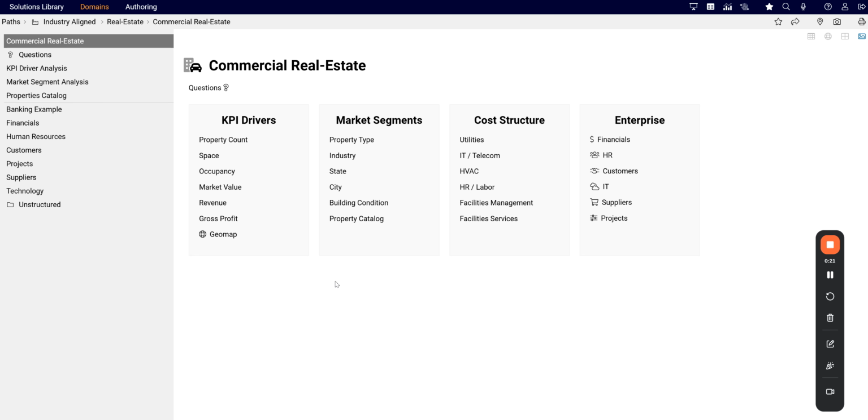For example, multiple metrics by property type, industry, state, city, or building condition. And then we can look at the detailed cost structure of the portfolio, as well as enterprise metrics such as financials, HR, customers, and suppliers.